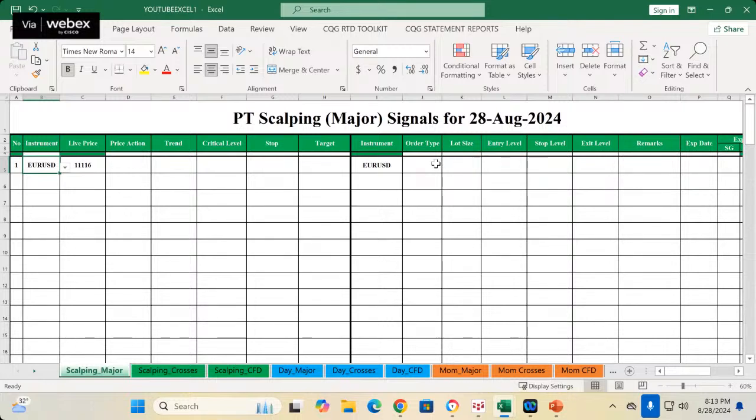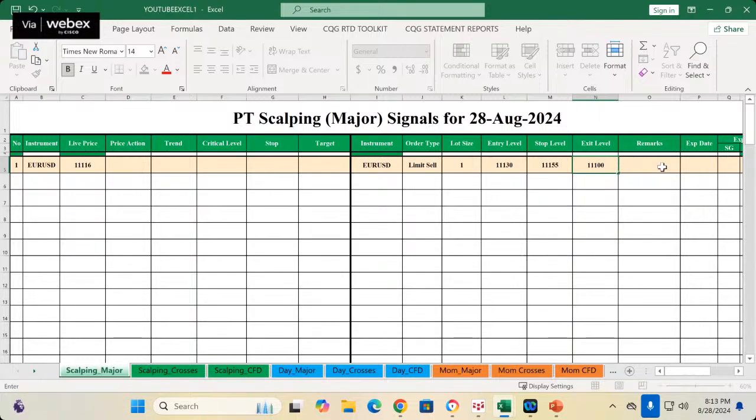Here, the order type I will be putting as a sell, and the lot size, excuse me, is this, and right now is 15. I would want to sell at 25 or 30, my stop loss is 111.55, and my exit level is 00. So 30 pips. I get 30 pips if I'm right, and if I'm wrong, I lose 25 pips.